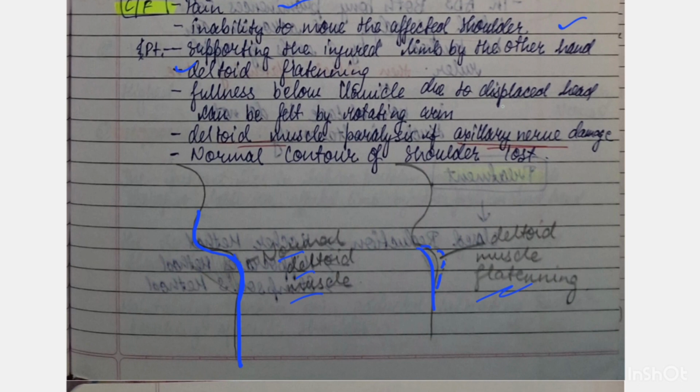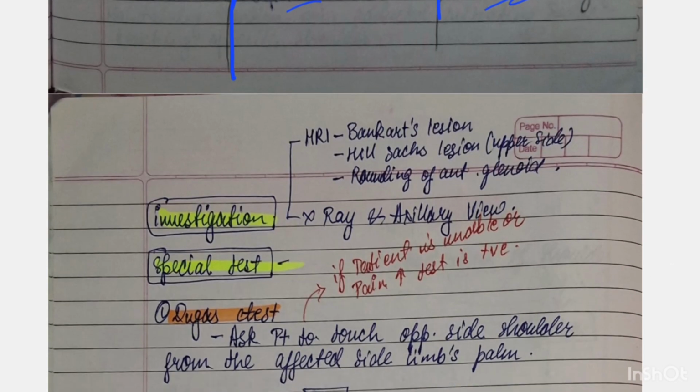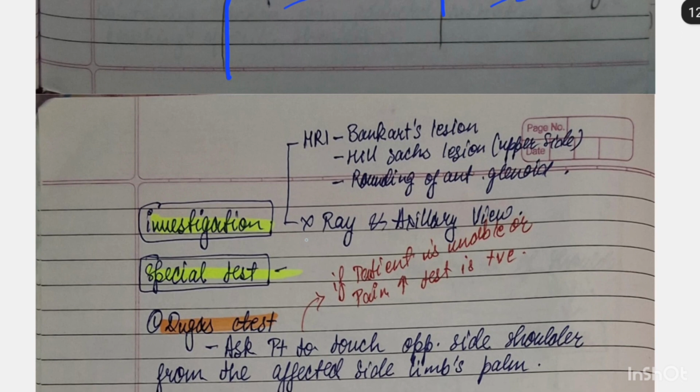Fullness below the clavicle due to the displaced head can be felt by rotating the arm. Deltoid muscle paralysis can be there if there is axillary nerve damage. The normal contour of the shoulder is lost. Then for investigation, we can do either X-ray or MRI. In MRI, we can see a Bankart lesion, Hill-Sachs lesion or rounding of the anterior glenoid, and in X-ray we also have to take an axillary view.